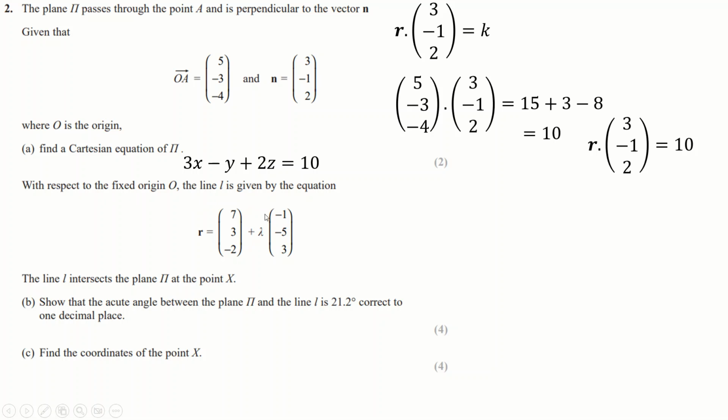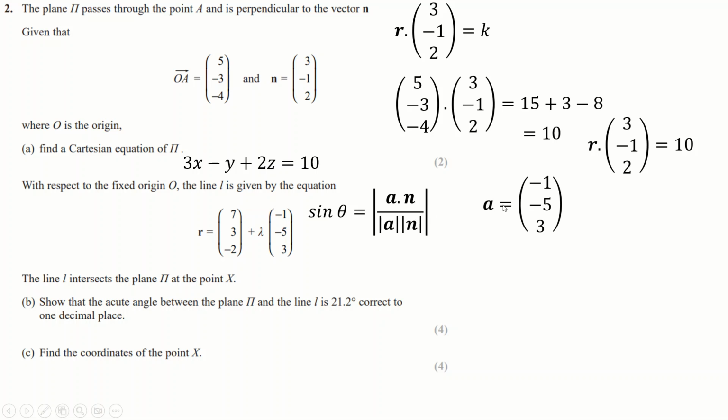Okay, now we have a line in vector form, and it says it intersects the plane at point X, which is cool, but it's first asking us to find the angle between plane and line. Now, to do that, we need to use this formula, which is not in the book, unless I've missed it. I don't think this is in the book. a represents the direction vector of the line, so this one here, not this one here. This is just a random point on it. And n represents the normal vector to the plane, which we already know here.